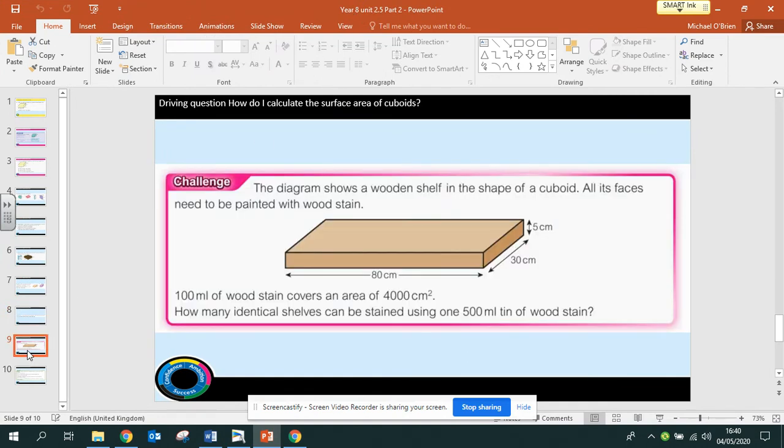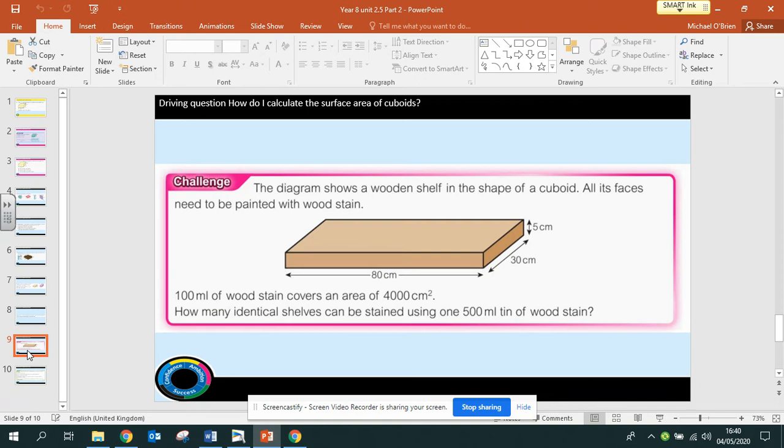Okay, the challenge question, we're nearly there. Diagram shows a wooden shelf in the shape of a cuboid, so it's a plank. All its faces need to be painted with wood stain. 100 milliliters of wood stain covers an area of 4,000 square centimeters. How many identical shelves can be stained using one 500 milliliter tin of wood stain?